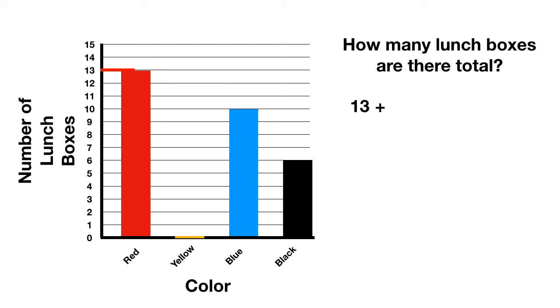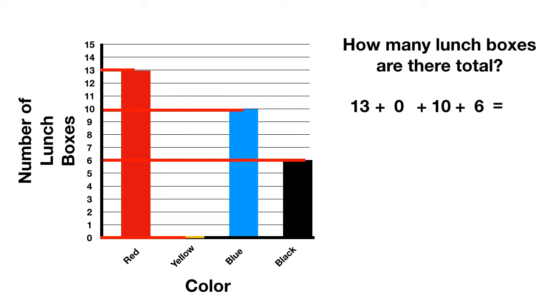Then let's add in the yellow lunchboxes. Well, this one is tricky because the yellow bar only goes up to the 0. There are 0 yellow lunchboxes. Next, we'll add in the blue. How many blue lunchboxes are there? Well, the blue bar goes up to 10. There are 10 blue lunchboxes. Finally, how many black lunchboxes are there? Well, we can see the black bar goes up to 6. There are 6 black lunchboxes.